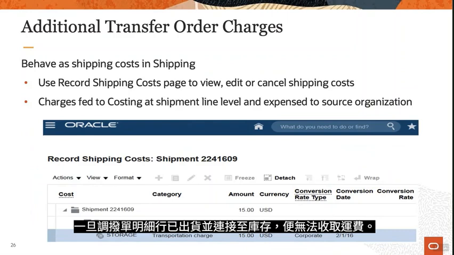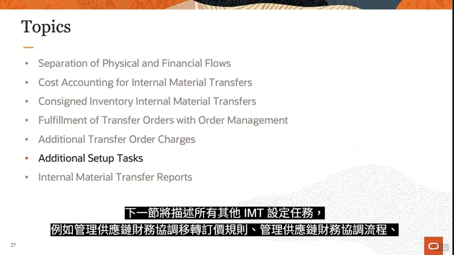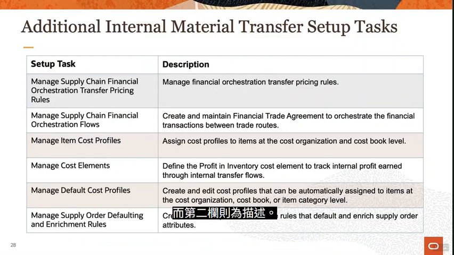The next section will describe IMT reports such as in-transit inventory valuation report, consumption advice report, transfer order status report, and print cancel transfer order report. The in-transit inventory valuation report shows you goods that are in transit. Consumption advice report is used for reporting or communicating consumption of consigned inventory. The transfer order status report will give us visibility into the status of open transfer orders.